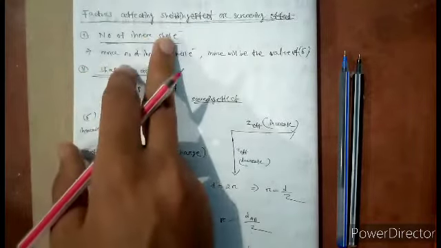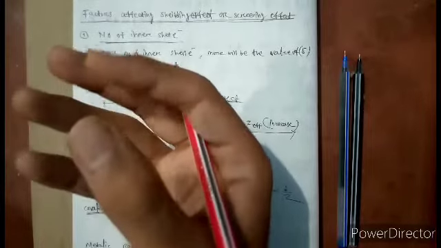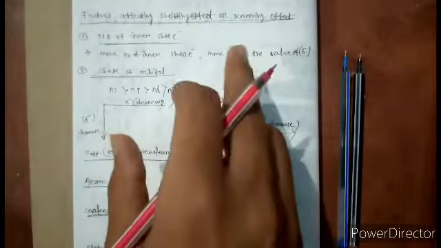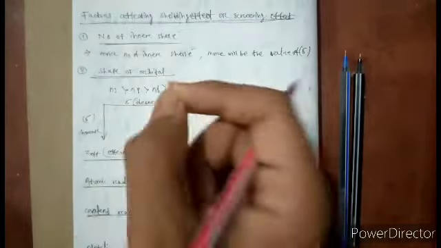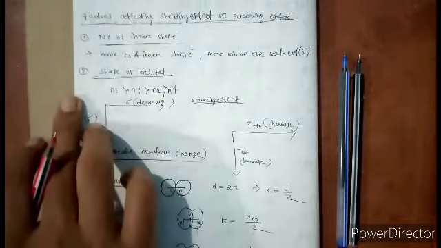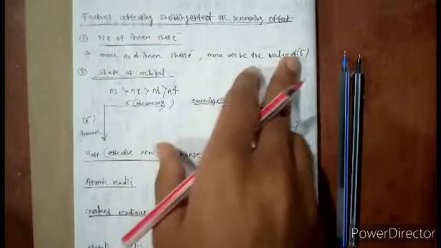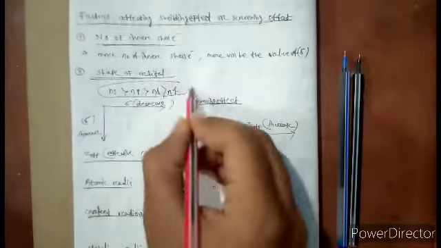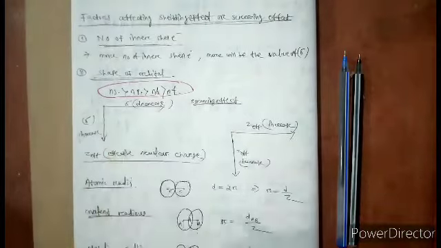First one is the number of inner shell electrons. If there are more inner shell electrons, then the outermost or valence electron experiences less force of attraction from the nucleus. So the more inner shell electrons, the more will be the value of sigma. Next is the shape of orbital. According to the shape of orbital, this is the order of screening or shielding effect: s orbital has more screening effect, then p, then d, then f.